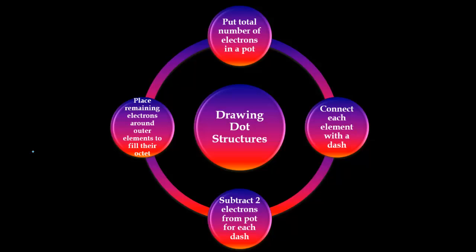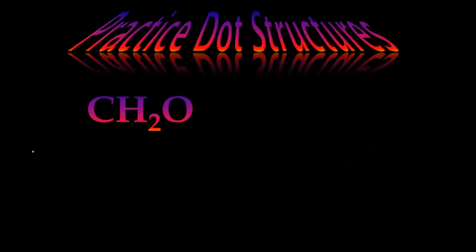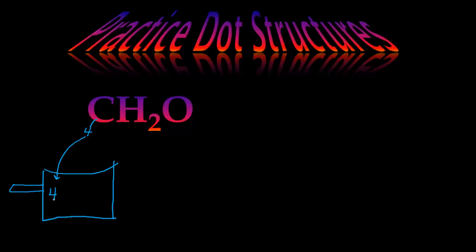So it's got a lot of steps, but once we start using them, everything will make a little bit more sense. So let's practice doing some dot structures. What we need to know is how many electrons are going to go in my pot. So let's put a pot over here, and we are going to put some electrons in this pot. So C, we're going to look up the group number. C is in group 4, so it's going to put 4 electrons in the pot.